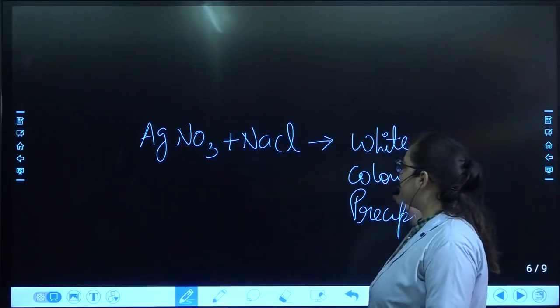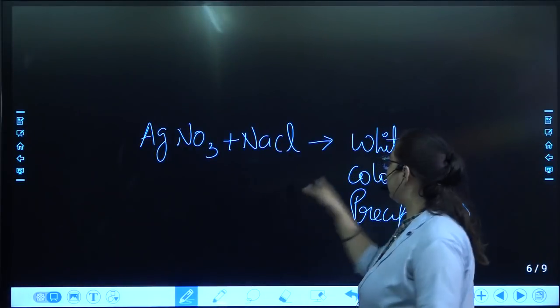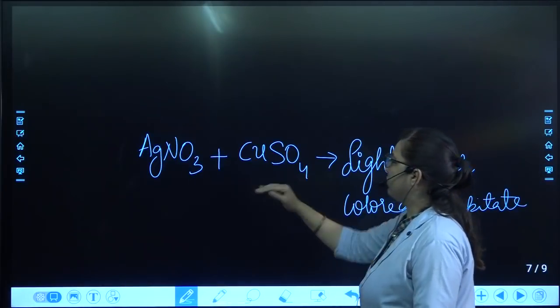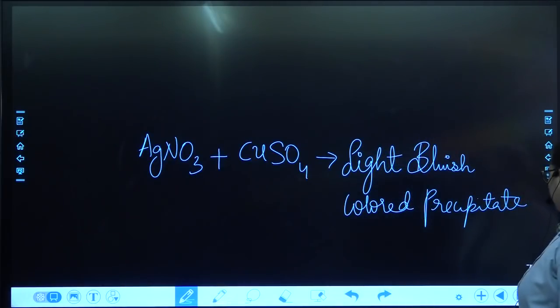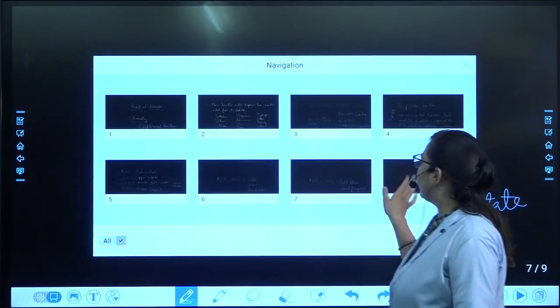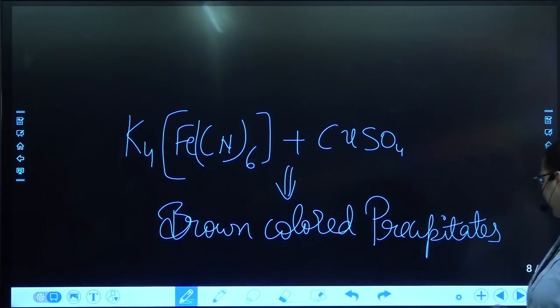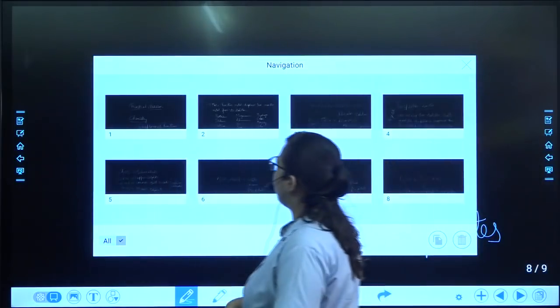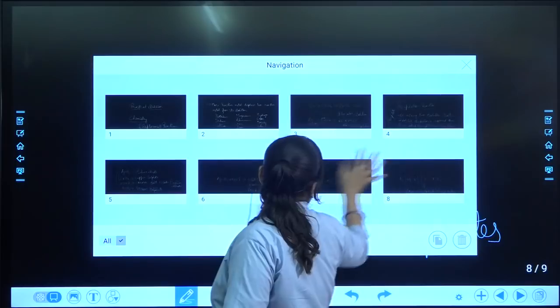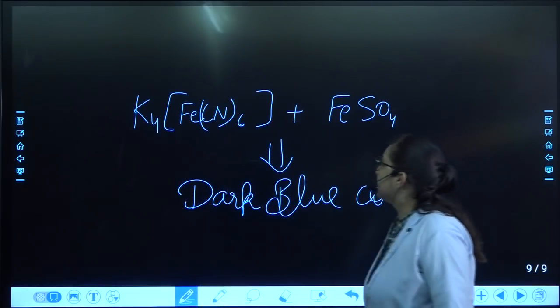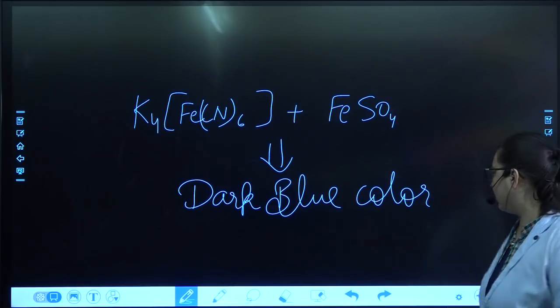Then AgNO3 plus NaCl, white colored precipitates are obtained. AgNO3 plus CuSO4, light bluish colored precipitates are obtained. K4FeCN6 plus CuSO4, brown colored precipitates are obtained. Then next, K4FeCN6 plus FeSO4, dark blue colored precipitates are obtained.